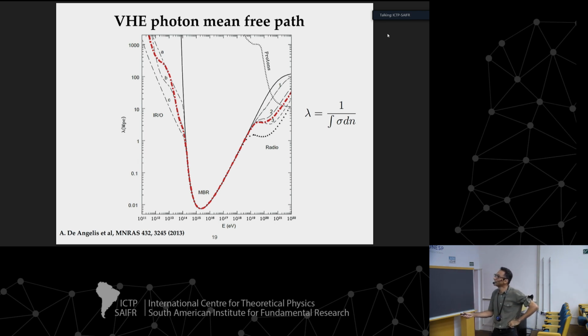But CTA is around here, right? CTA is around here, 10 to the 12 electron volts. So you can read what is the typical mean free path, around hundreds of megaparsec.